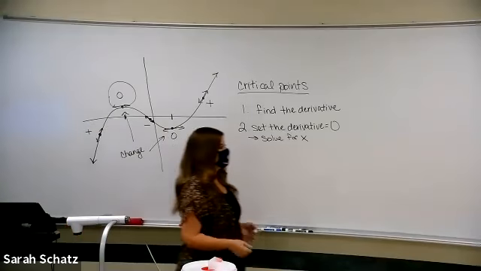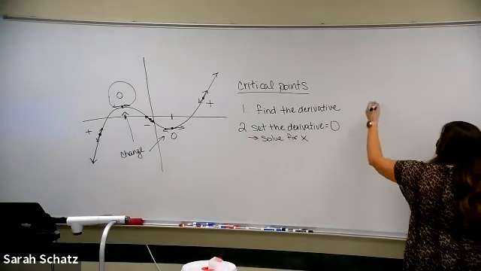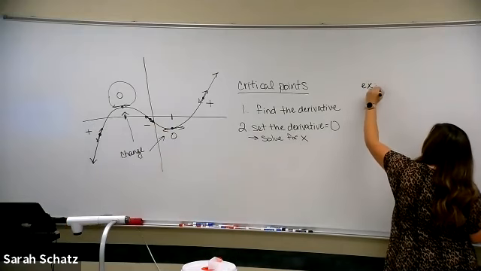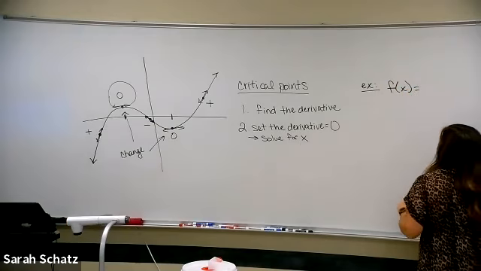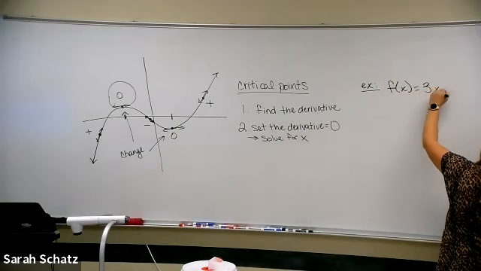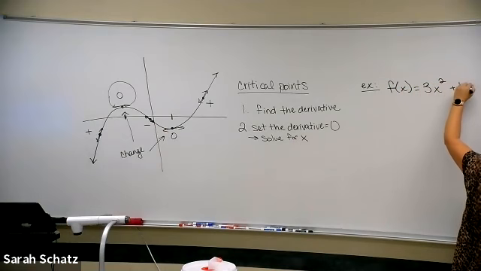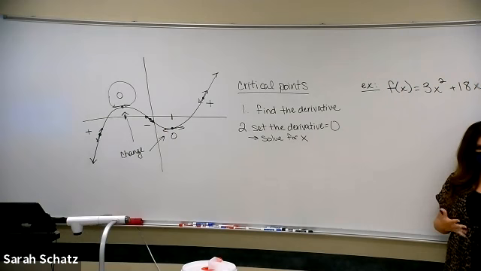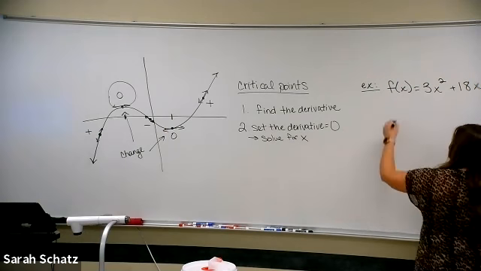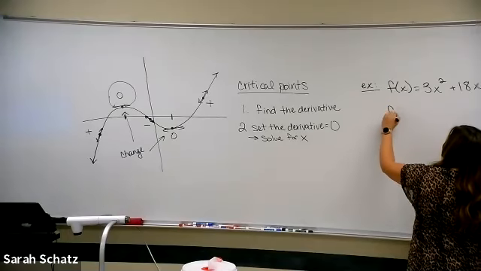So let's find some critical points. Let's start pretty easy. So you guys, I've got f of x equals 3x squared plus 18x plus 5. Here's my function, and I just say find the critical points. So you say, okay, critical points. That's where the derivative equals 0. So let's find the derivative first. So we get f prime of x.